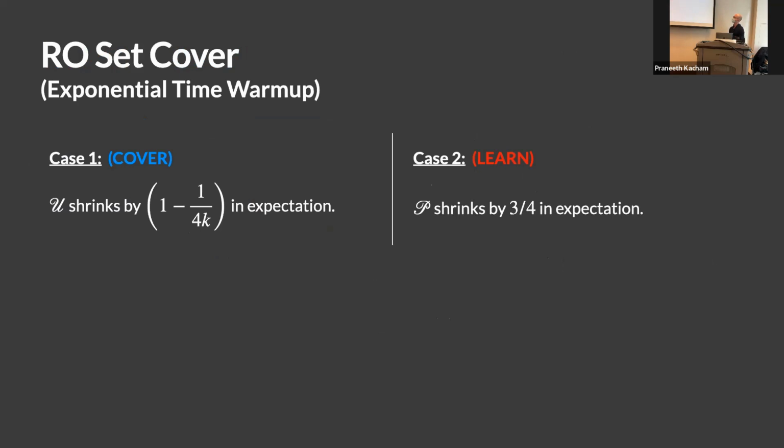So we said in case 1, U shrinks by 1 minus 1 over 4K. In case 2, P shrinks by 3/4. And I've called these steps suggestively a cover and a learn step. Why? Because we're making progress either covering or learning something about the optimal solution. Right? We're narrowing down our candidates for what opt to be. So the size of U is initially N. That's the number of elements we need to cover. How many times can N shrink by 1 minus 1 over 4K before it goes below 1? Something like K log N.